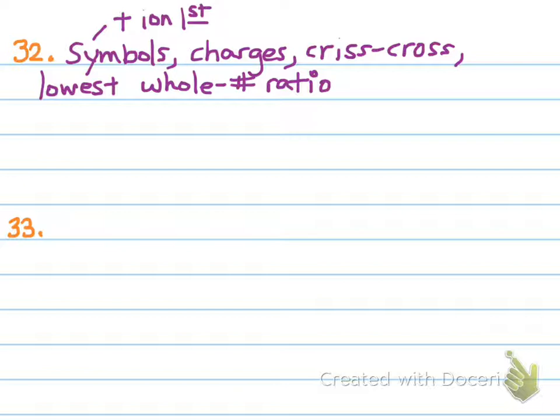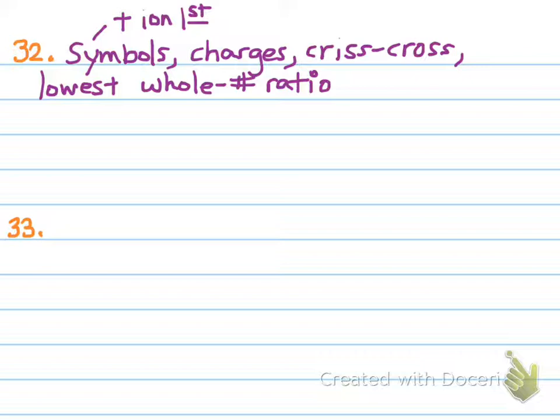Okay. Charges, again, either it's a polyatomic ion we have memorized, it's in a tall column on our periodic table, or it's on our helper sheet to figure out our charges. We crisscross just the numbers, not the signs. We make sure we have the lowest whole number ratio.